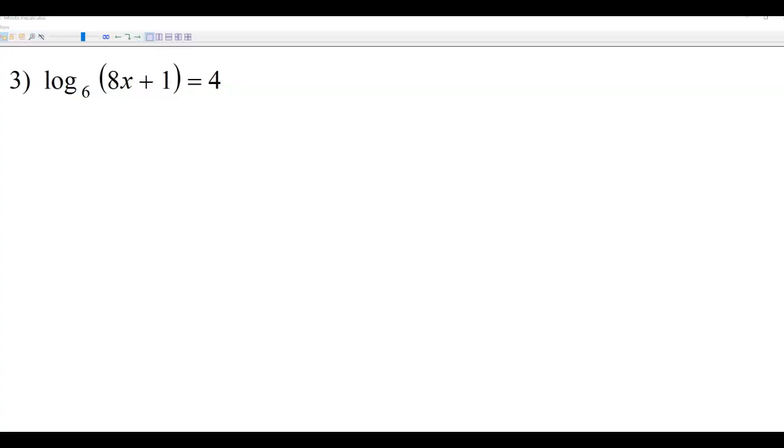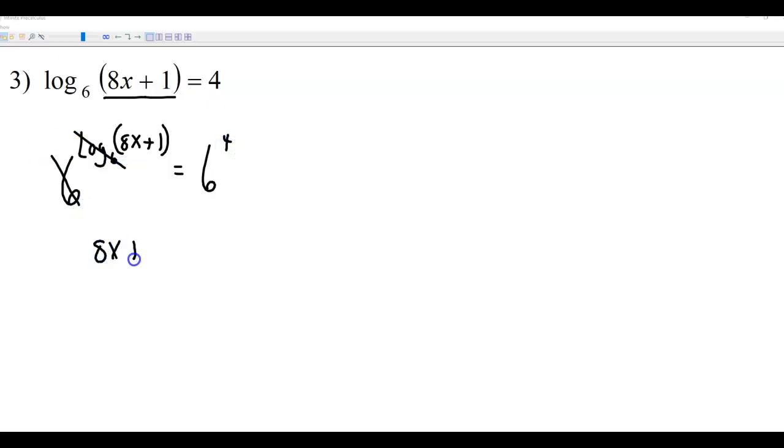Now, number 3 is another type of log equation. This one has extra stuff on the inside. It actually won't change our first step at all, though. I'm still going to exponentiate both sides. I'm still going to cancel these out and get left with this. 6 to the 4th power is a pretty big number, so I'm going to use my calculator for that. 6 to the power of 4 is 1,296. And then from there, I'm just going to go ahead and solve for x.